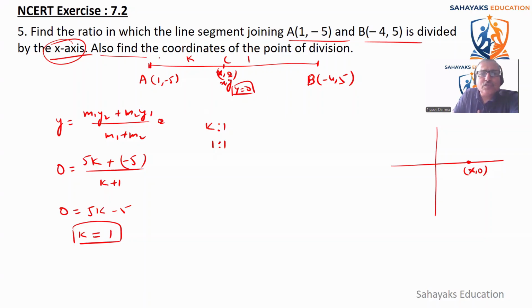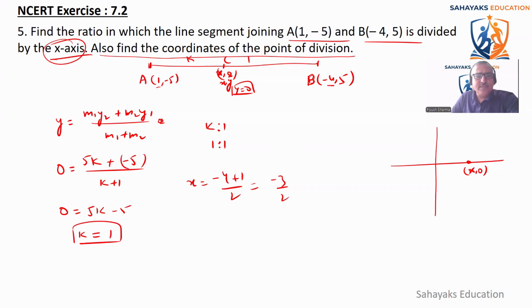Okay, now they have said also find the coordinates of the point of division. So here, see, we already know the value of y. Let's find the value of x. For finding the value of x, what we're going to do? Because it's 1:1, we can directly find the midpoint of it. So we can say x is equal to (-4 plus 1) divided by 2. So it comes up to be -3/2. So x is equal to -3/2. Is it clear?